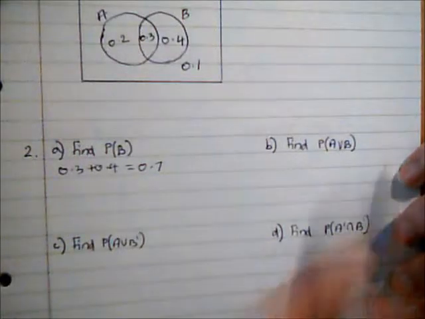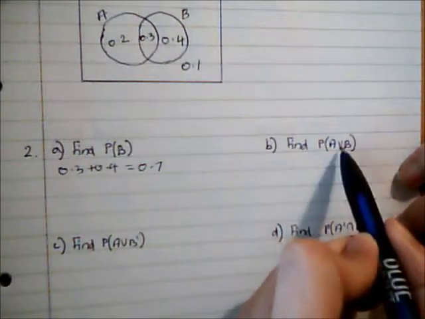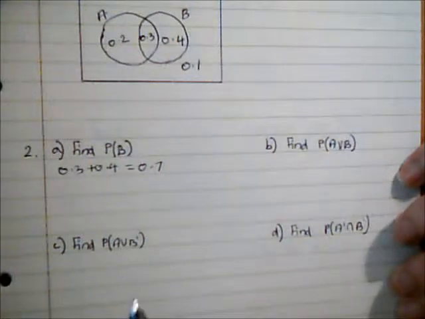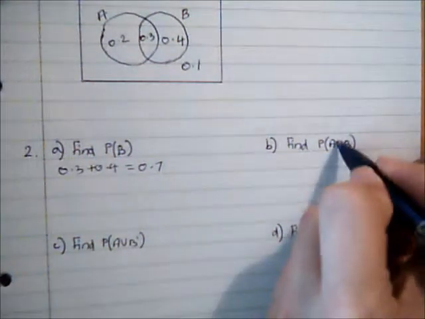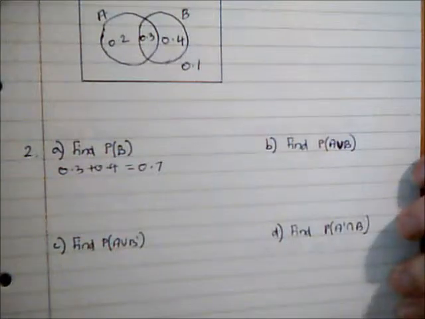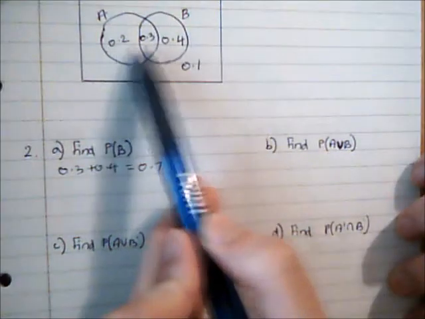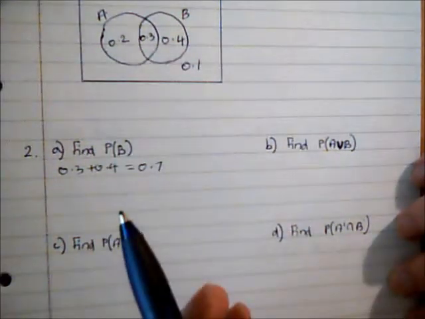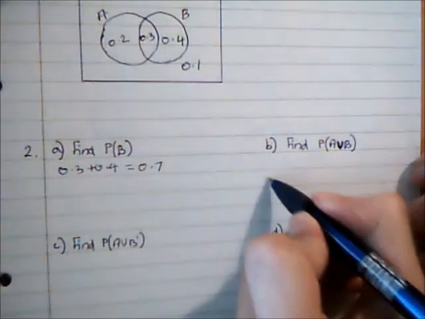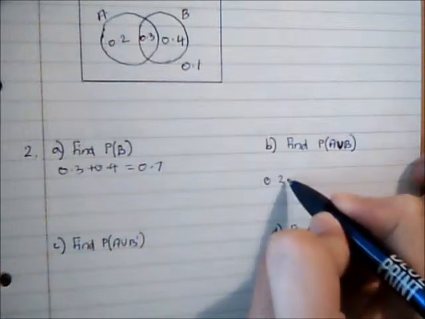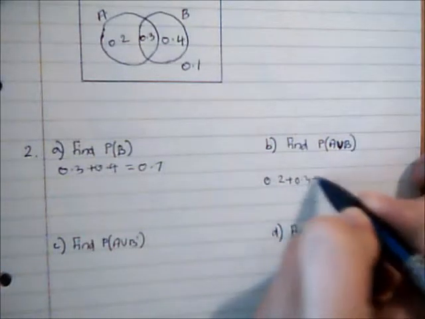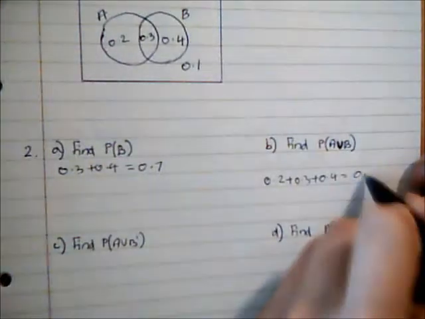So find now the probability of A union B. So this means that A or B can happen. This should be a little bit more U-like than it looks there. So A union B, so that's all three of these, because all three of those are in either A or B, or both. So 0.2 plus 0.3 plus 0.4, which is 0.9.